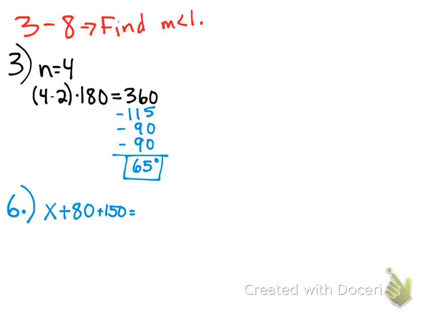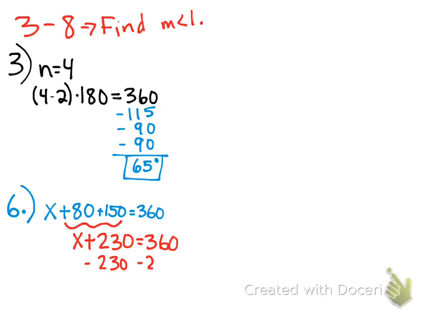These are exterior angles. Exterior angles always add to 360. Good. So you can combine these like terms. That's what, 230? So what's x equal? 130. Great. What are your questions?